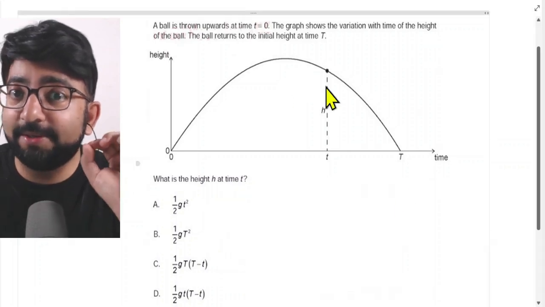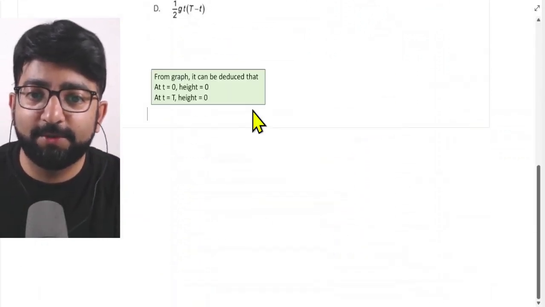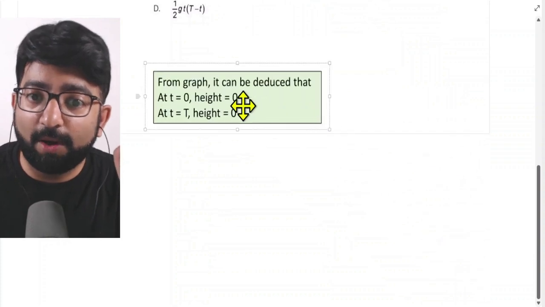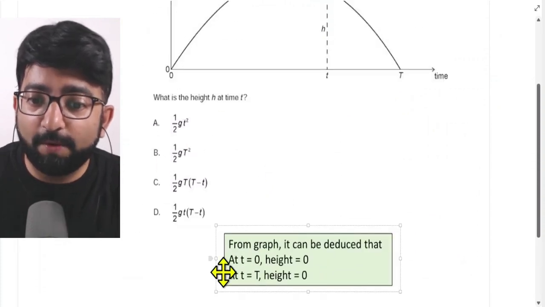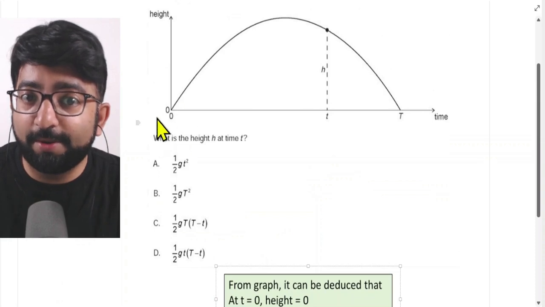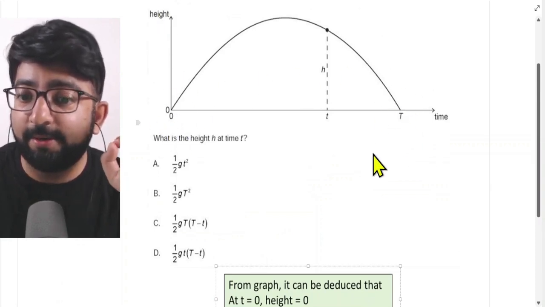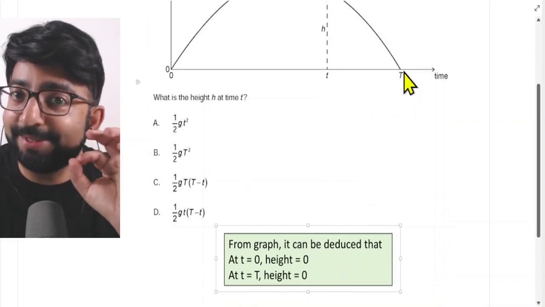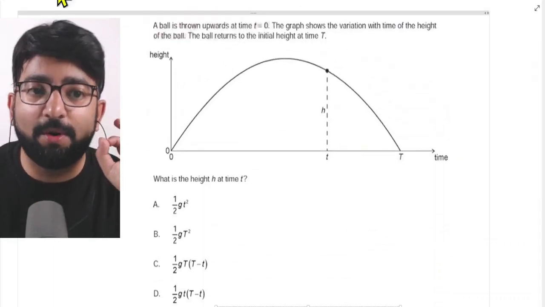Now, if you analyze this graph carefully, let me just write it here. From the graph, it can be deduced: if you observe at time t is equal to 0, which is the starting stage, the height of the ball is 0, and also at capital T, the height is 0. Now, what is this capital T? So, for that, let us draw a quick diagram.